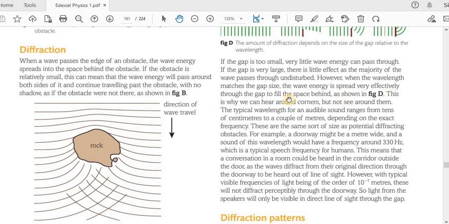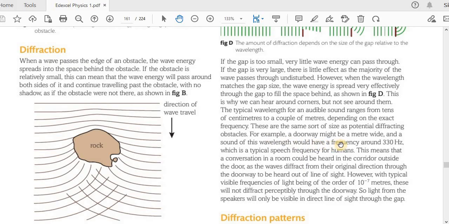Very effectively through the gap to fill the space behind, as shown in figure D. This is why we can hear around corners, but we cannot see around them. The typical wavelength for an audible sound ranges from tens of centimeters to a couple of meters. They have given you the wavelength of audible sound. So it can vary from tens of centimeters to a couple of meters, depending on the exact frequency. They are the same sort of size as potential diffraction obstacles.